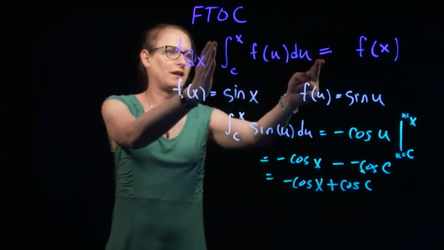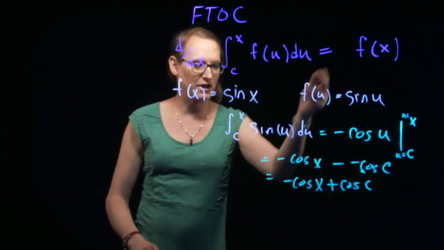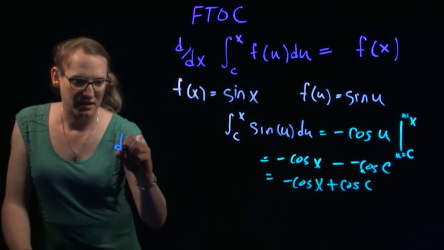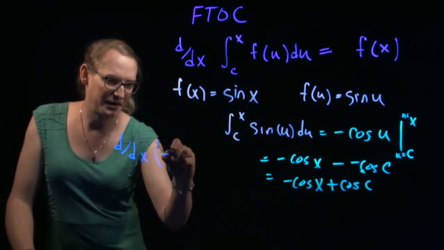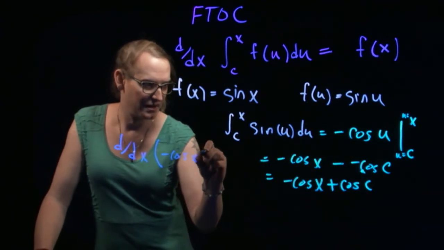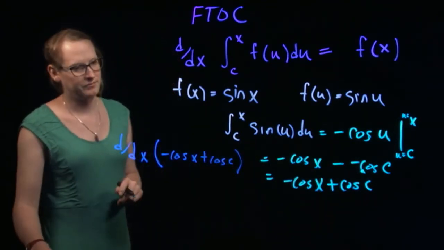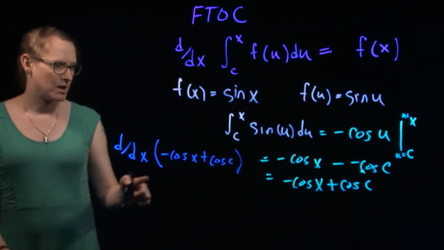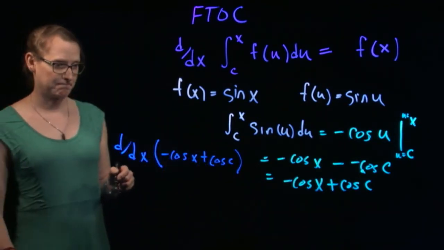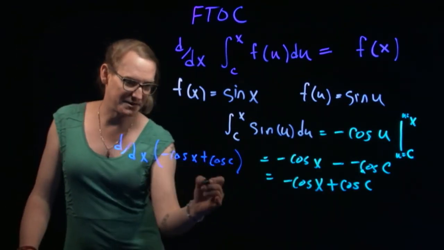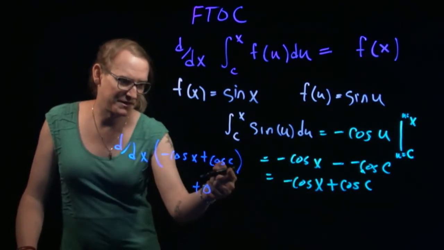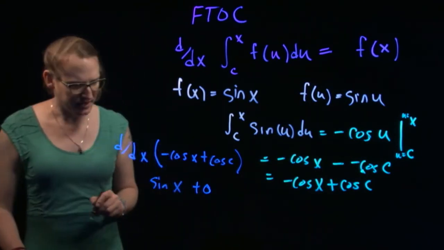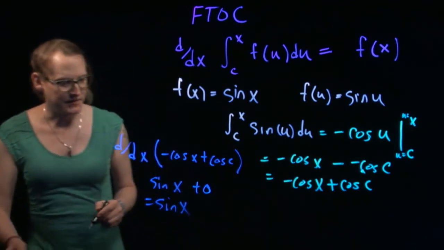So that was the result of me getting that right here. Now I want to show you that when I take the derivative of it, I get the original thing back. Observe, my friends, d/dx of minus cosine of x plus cosine of c. We're just taking the derivative. c is a constant, so cosine of c is an additive constant, and its derivative is 0. The derivative of minus cosine of x is sine of x, which is just equal to sine of x.